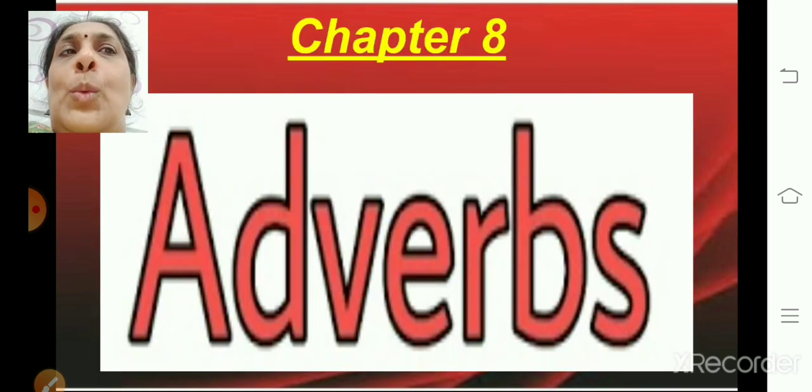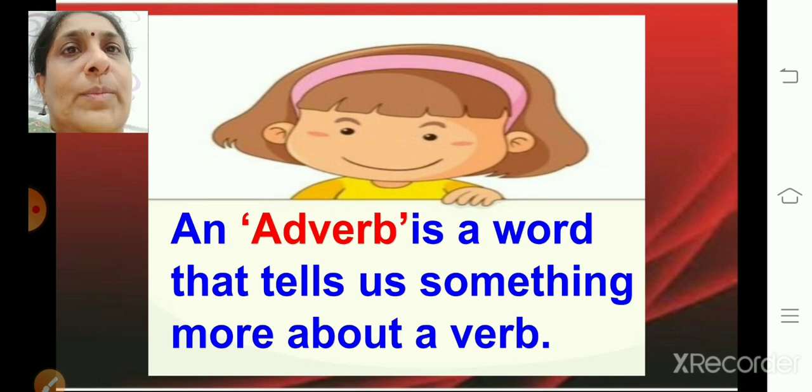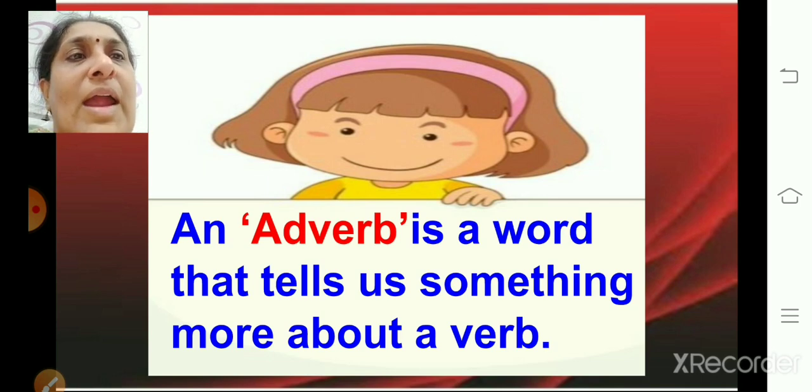So today we are going to learn about the words that tell us something more about the verbs in chapter number 8, adverbs. Let's begin learning the chapter, children. What is an adverb? Let us first understand that. An adverb is a word that tells us something more about a verb.